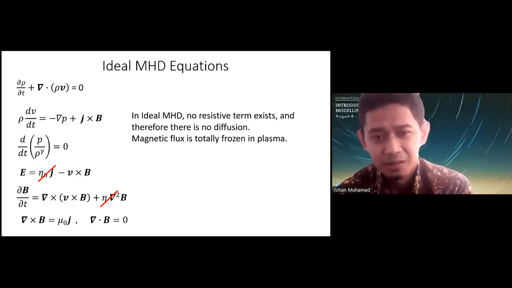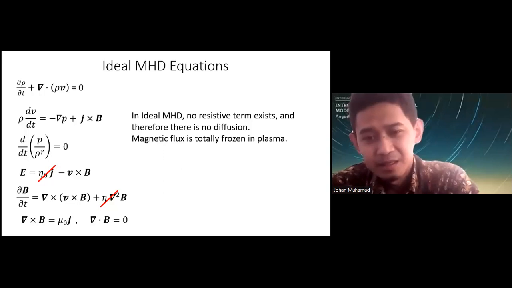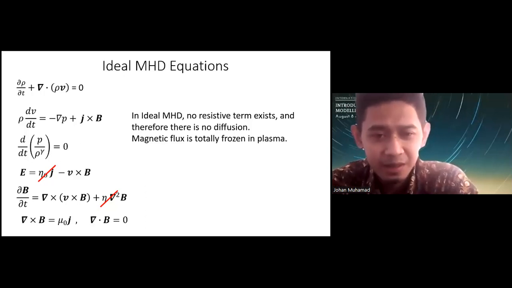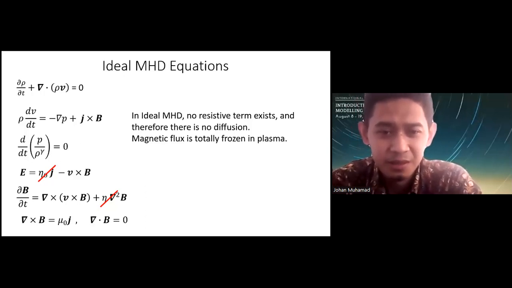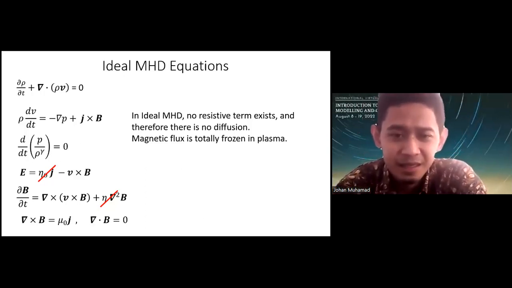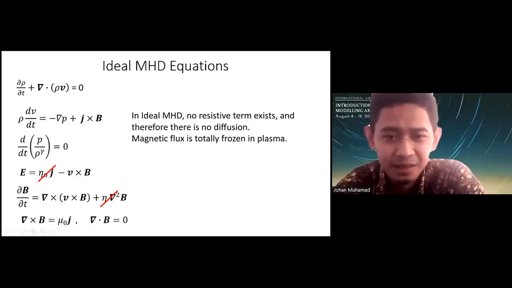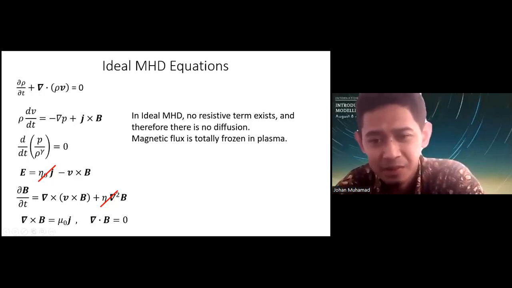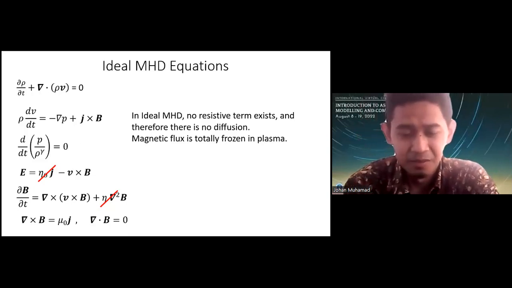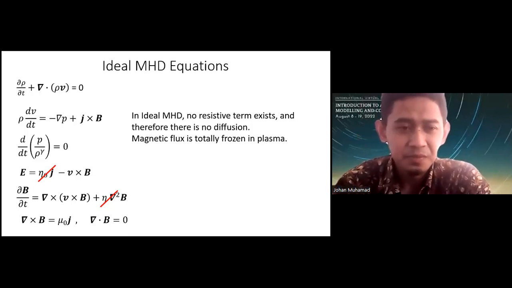So the two elements of plasma, which are connected by the same magnetic field line, will continually be connected with the same field line for a very, very long time. So there is no diffusion at all. In this case, magnetic flux is totally frozen in plasma. So wherever plasma moves, magnetic flux will follow those plasma motions.